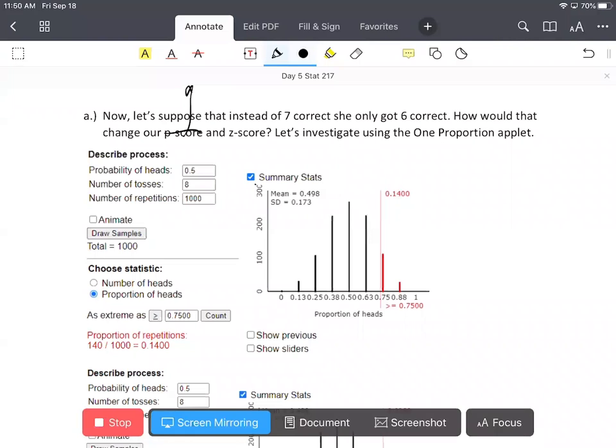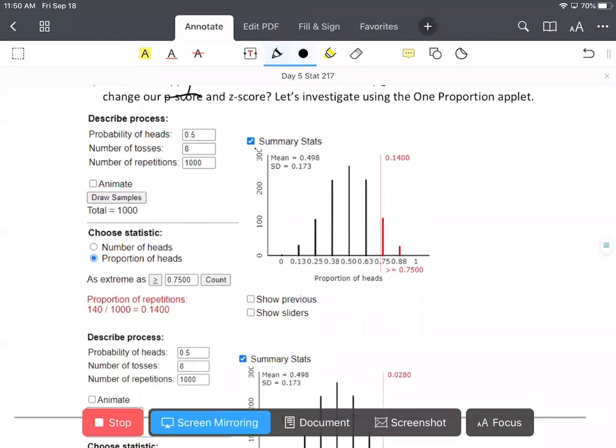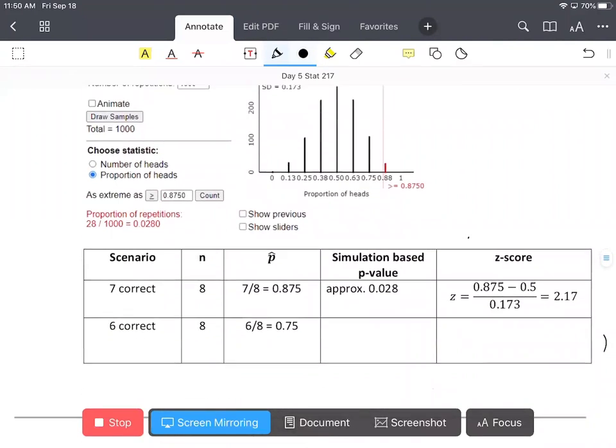So before we start looking at these distributions, let's go down to the bottom. The scenario is what we originally started with, that there were 7 correct. The sample size is 8. That's that n is 8. The p-hat we can calculate ourselves. Either she got 7 out of 8 right or 6 out of 8 right. Of course, I'm always using my calculator. Use your calculator. It's good.